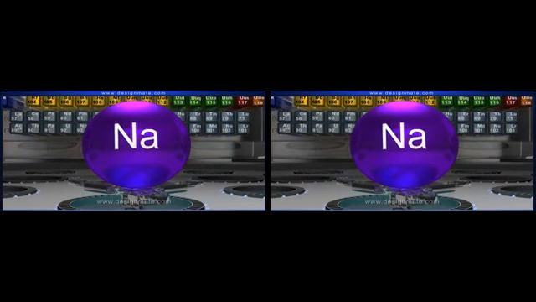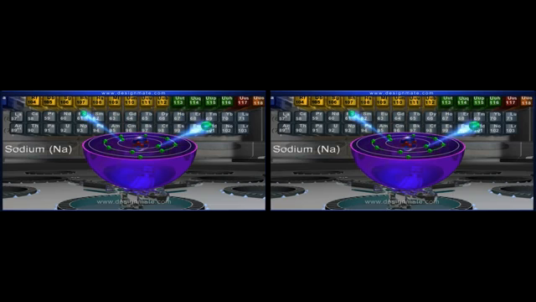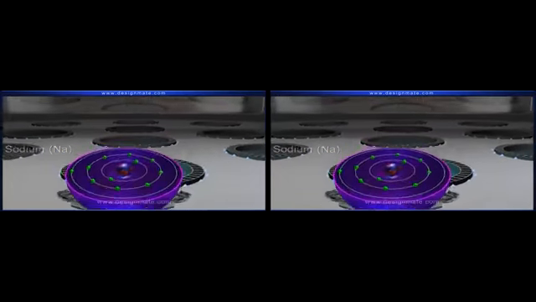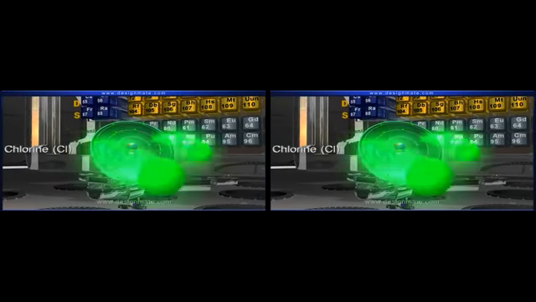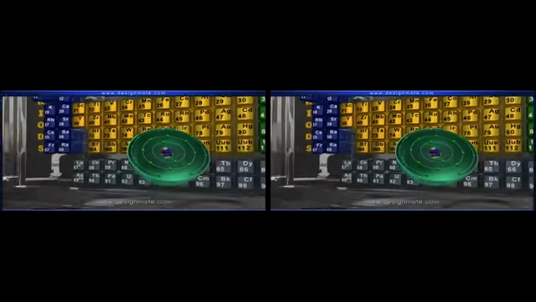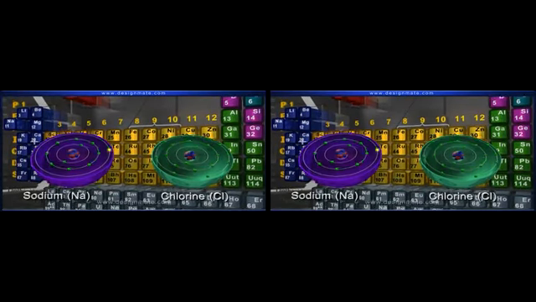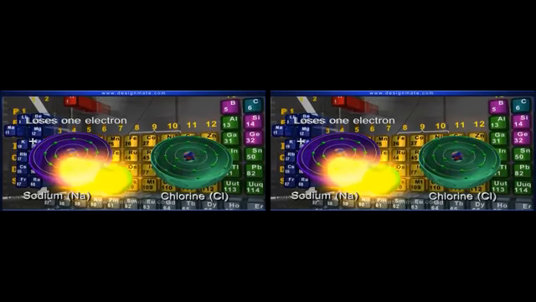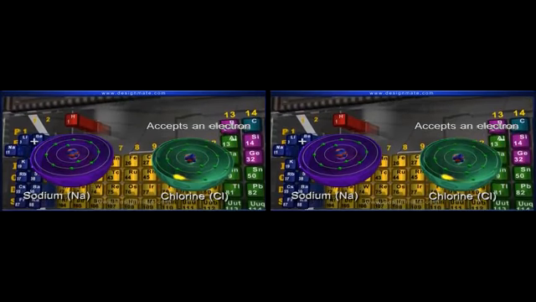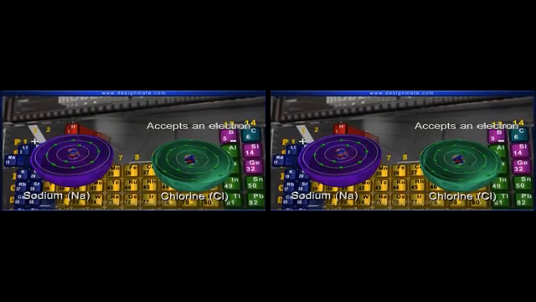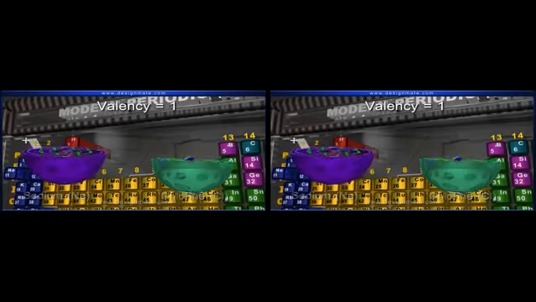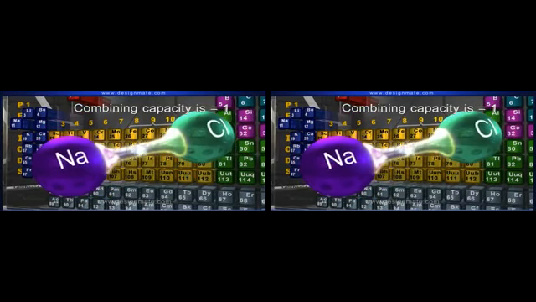For example, electronic configuration of sodium is 2, 8, 1. And that of chlorine is 2, 8, 7. Sodium finds it easier to lose 1 electron rather than gaining 7 electrons to complete its octet, while chlorine easily accepts an electron rather than losing 7 electrons to complete its octet. Thus, both sodium and chlorine have a valency of 1 as their combining capacity is 1.